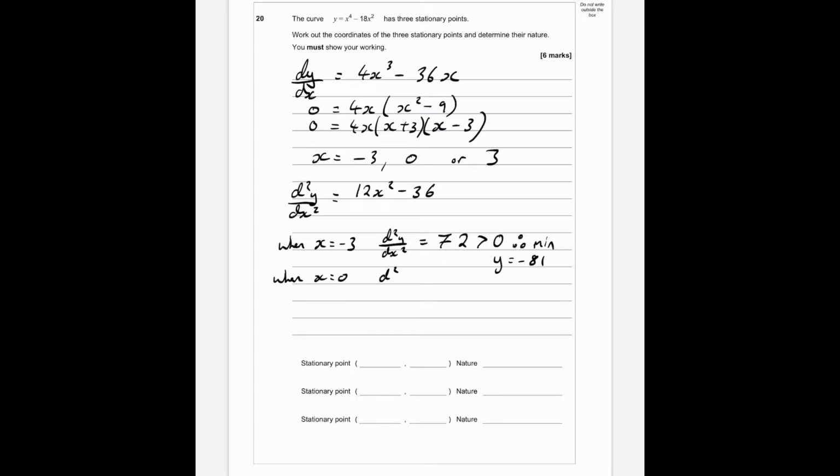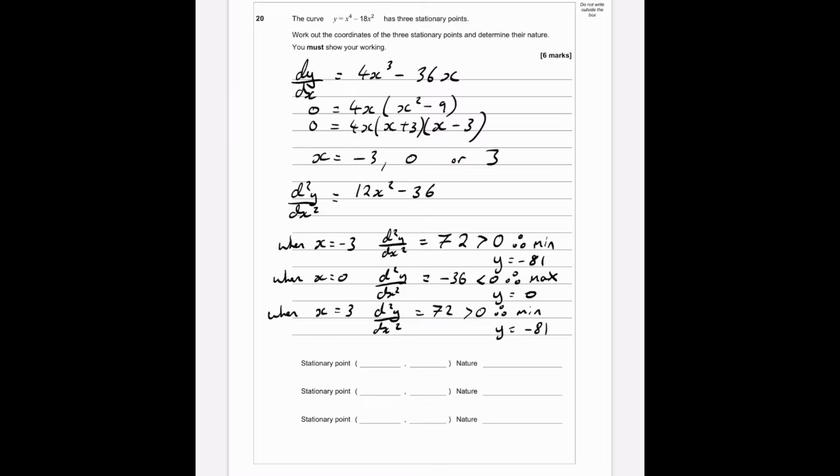Substituting x equals negative 3 into the original equation, we get y equals negative 81. And then do the same with x equals 0. The second derivative is negative 36, which is less than 0. That implies a maximum. Substituting 0 into the original equation gives us y equals 0. And lastly, when x is 3, the second derivative is 72 again, which is positive, and therefore we have a minimum. Substituting 3 into the original equation gives us y to be negative 81. And that's all the information we need.